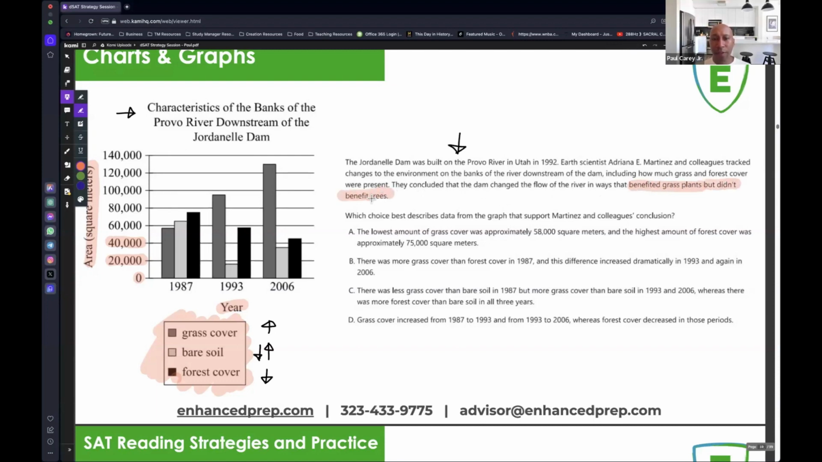Okay. So this one says, which choice best describes the data from the graph that supports this? Well, we said that we're looking for something that says it supported the grass plants, which are these that we saw increased. And then the forest trees, or the forest cover, is going to be that tree part that we see went down. So let's look at the answer choices now and think about our process of elimination, right? So we can say that we saw that over the years, this is us speaking for ourselves, the grass went up and the trees went down.